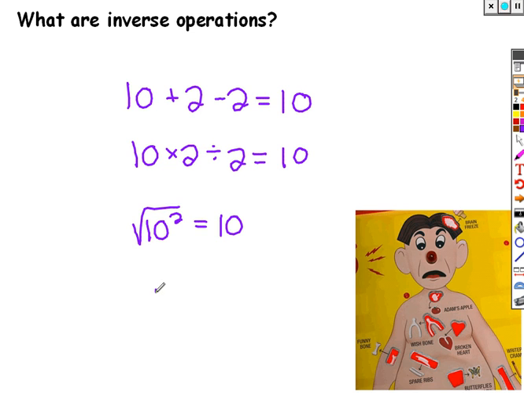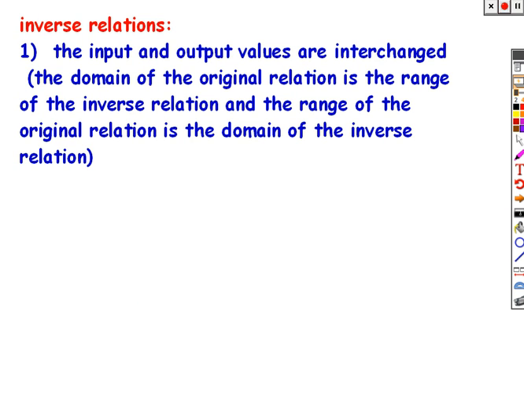Or same thing, if I cube 10 to get 1,000 and then take the cube root of 1,000, those would undo each other. So inverse functions or inverse relations, 4 key things. Here's the first property that we need to be aware of. The input and output values are interchanged.